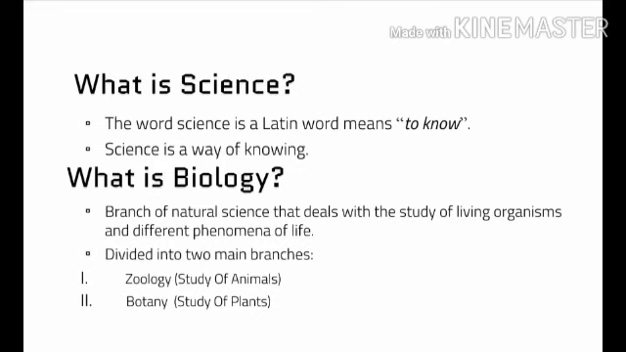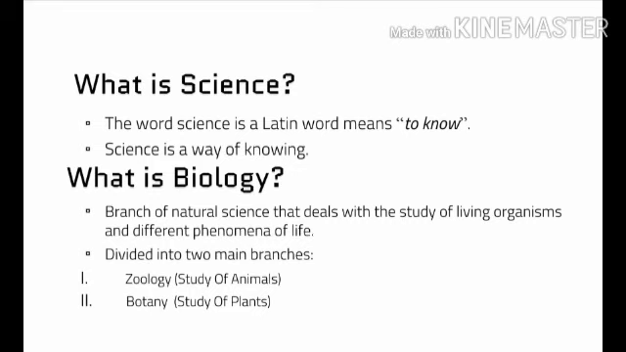All of you know that bio is divided into two main branches. Number 1, zoology, and number 2, botany. Zoology is that branch which deals with the scientific study of animals, and botany is the branch of biology which deals with the scientific study of plants. Another main branch of bio is microbiology, in which we study the microscopic organisms.